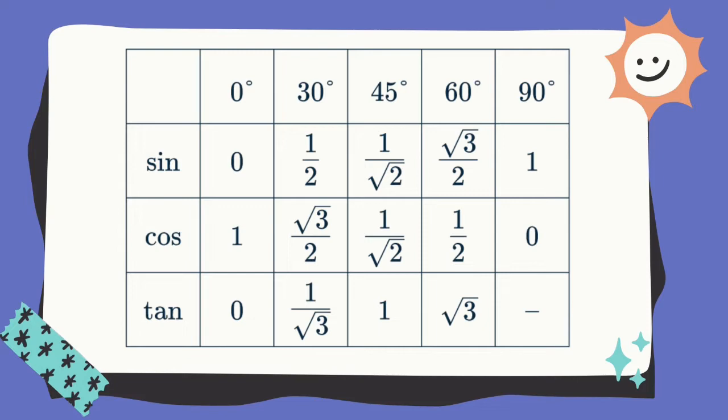For cos, 0 degrees is 1, 30 degrees is surd 3 over 2, 45 degrees is 1 over surd 2, 60 degrees is 1 over 2, and 90 degrees is 0. Last but not least, for tangent, 0 degrees is 0, 30 degrees is 1 over surd 3, 45 degrees is 1, 60 degrees is surd 3 and 90 degrees is undefined.